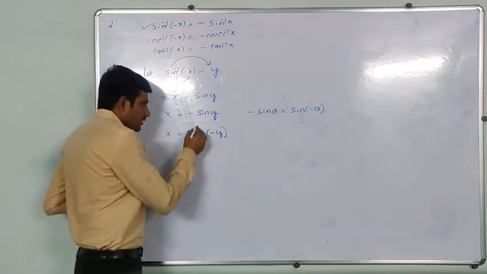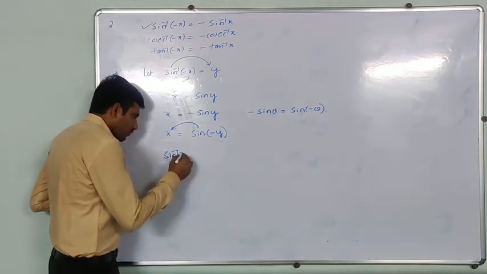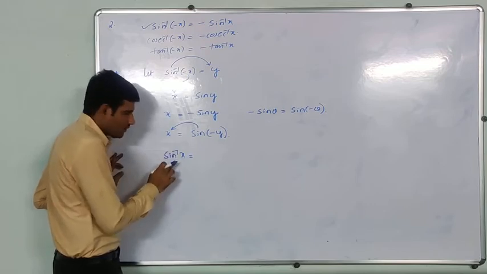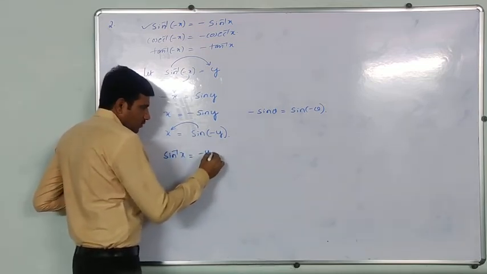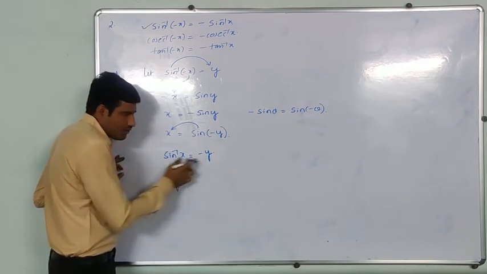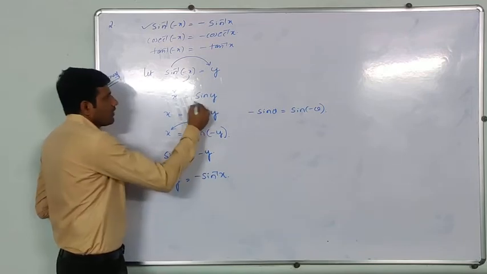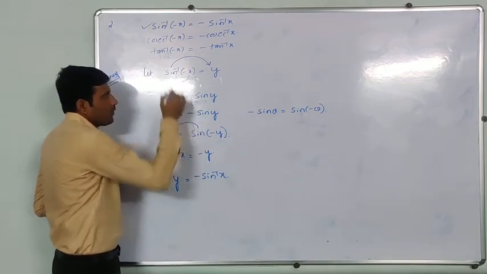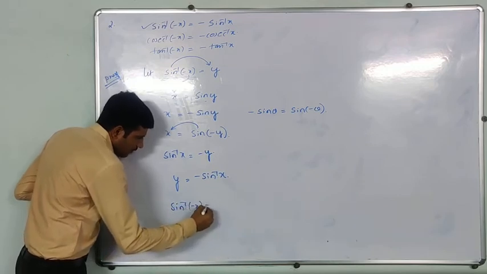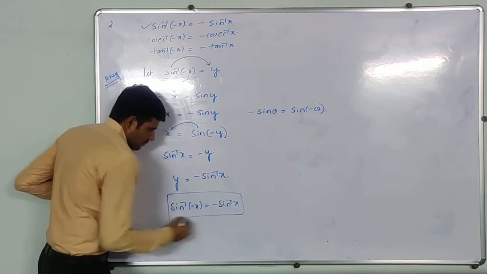Then take the inverse here. Therefore sin inverse of x is equal to minus y. So then what is y? Multiply by minus, so y is minus sin inverse x. And what is y from the given equation? Sin inverse of minus x. So sin inverse of minus x is equal to minus sin inverse x.